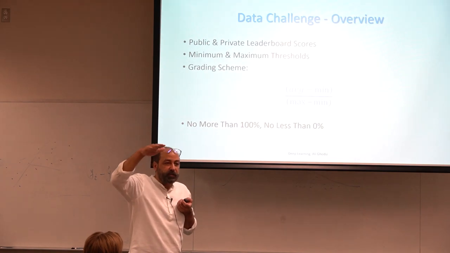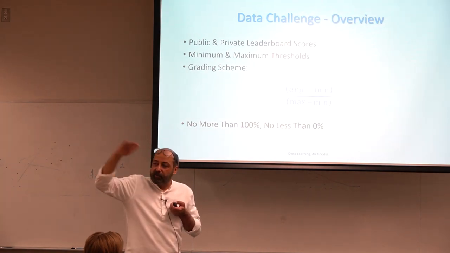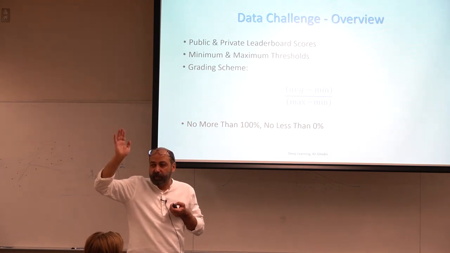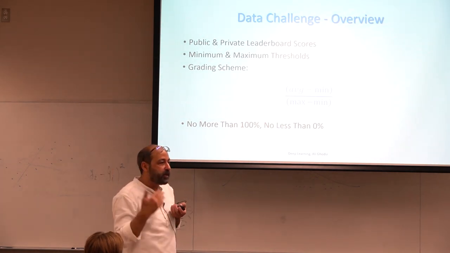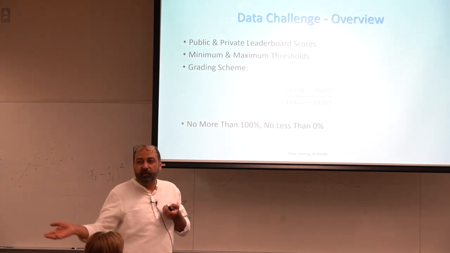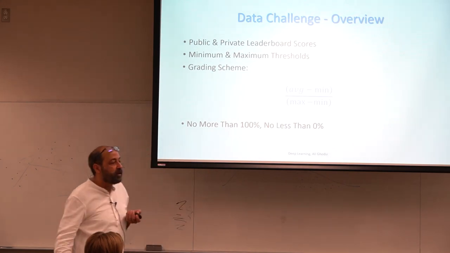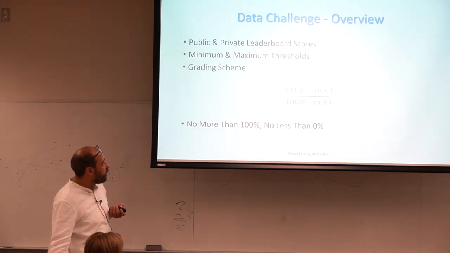But there is a maximum threshold. Say if it's 90%, above 90%, everyone gets full mark, for example, that's just an example, and say below 60%, get 0. And between 60 and 90, the mark will be linearly distributed.